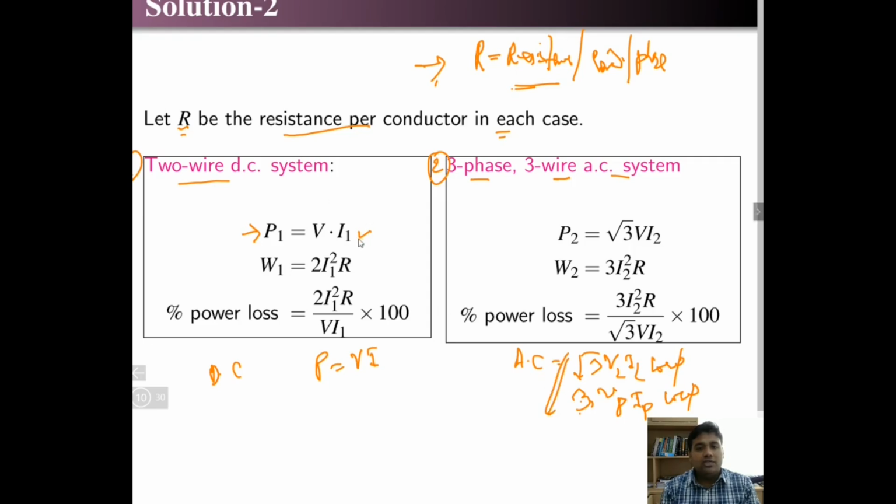Here we are using voltage into current. So here you have root 3 voltage into current, because we have assumed that the power factor is unity. Next, the power loss is 2 times I square R, and here we have 3 times I square R, because here we have 3 conductors and in the DC system we have 2 conductors. So the percentage power loss we can find out as the loss divided by the total power into 100. For both cases we can find out the percentage power loss.